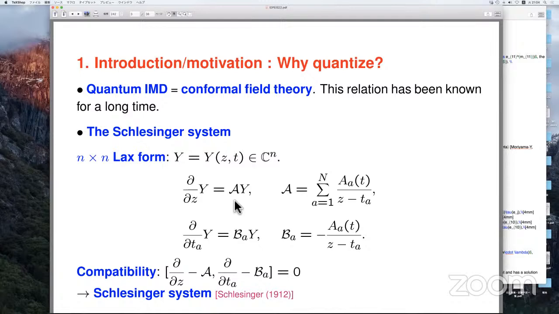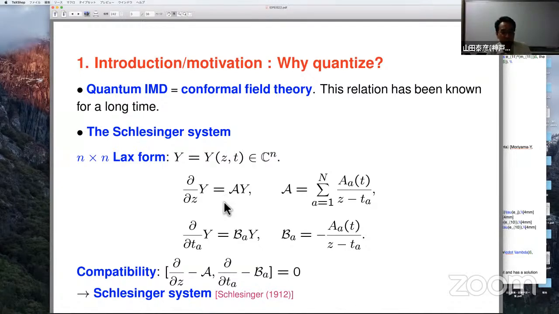First, consider the Schlesinger system, which is given by the n by n matrix Lax form for the vector unknown function. And this is the linear Fuchsian differential equation. And this is the deformation of this equation. And the compatibility is given by this Lax condition. And this compatibility gives the Schlesinger system, that is, the differential equation for the residue matrices.